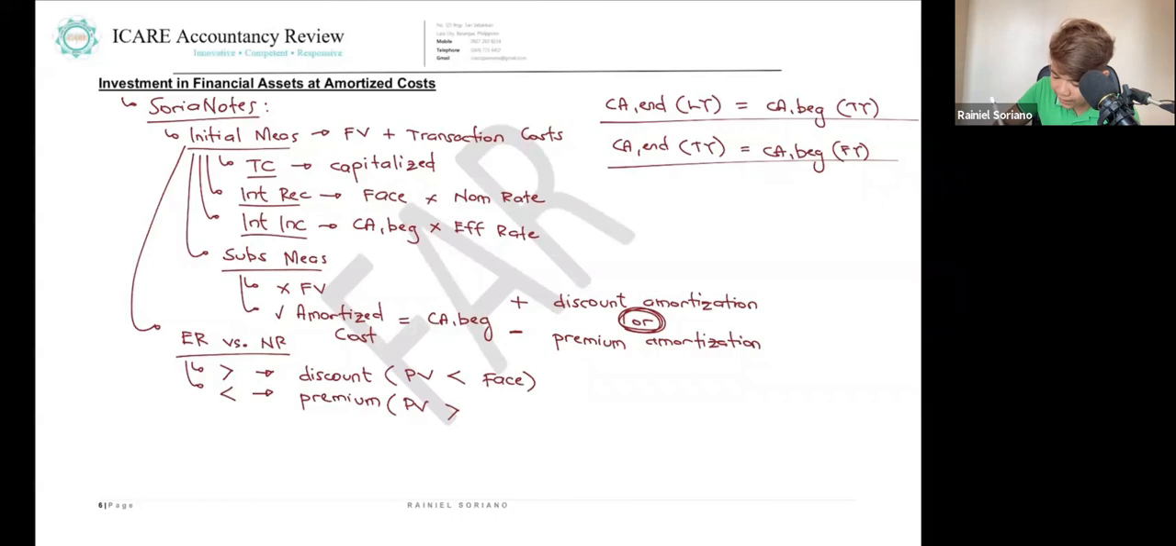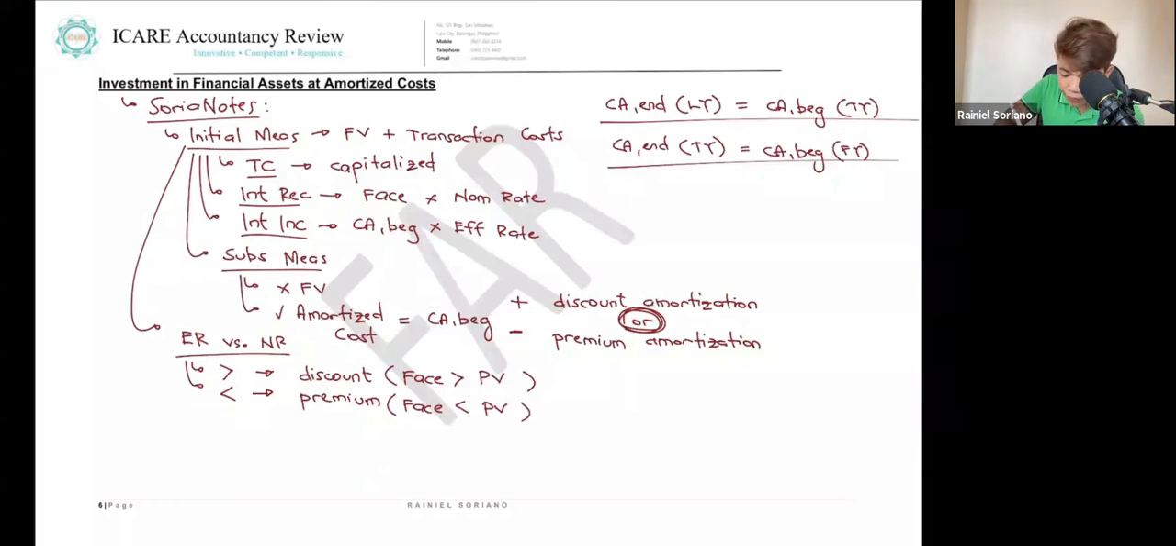Sige, baliktarin ko to para hindi ka malito. Okay? So kapag discount, once again, effective rate is higher than the nominal rate. So here, face amount is also higher than the present value. On the other hand, kapag premium, nominal rate is higher. So kapag premium, see to it that present value is the one that is higher. Right? Para pareho yung sign. Pareho yung direction.